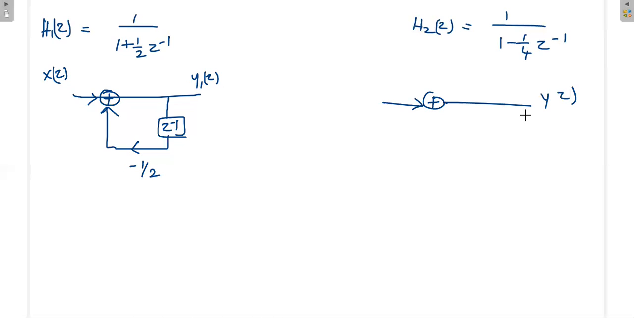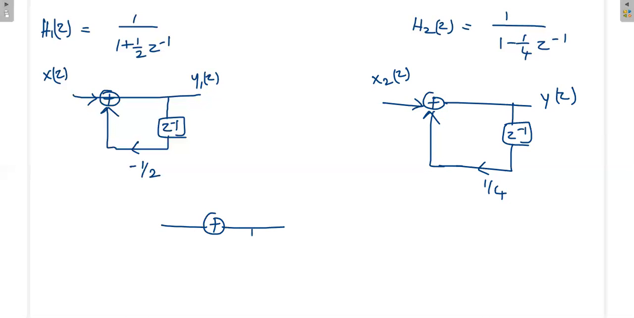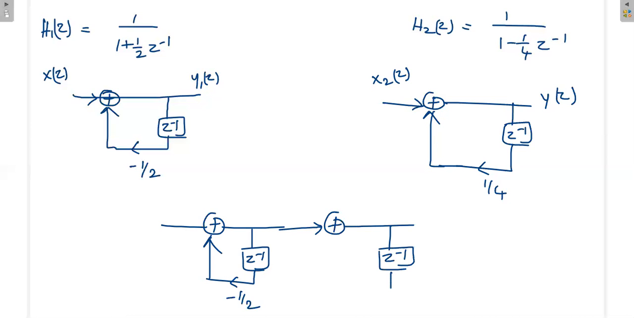This is the overall output, that is y of z, because the output of the second system is the overall output, so I am writing y of z here. Apply the delay. Again, it is positive feedback, so plus 1 by 4. Then this is x2 of z, which is the same as y1 of z, so now we have to connect these two systems together. Finally, this is the cascade form realization of the given system.